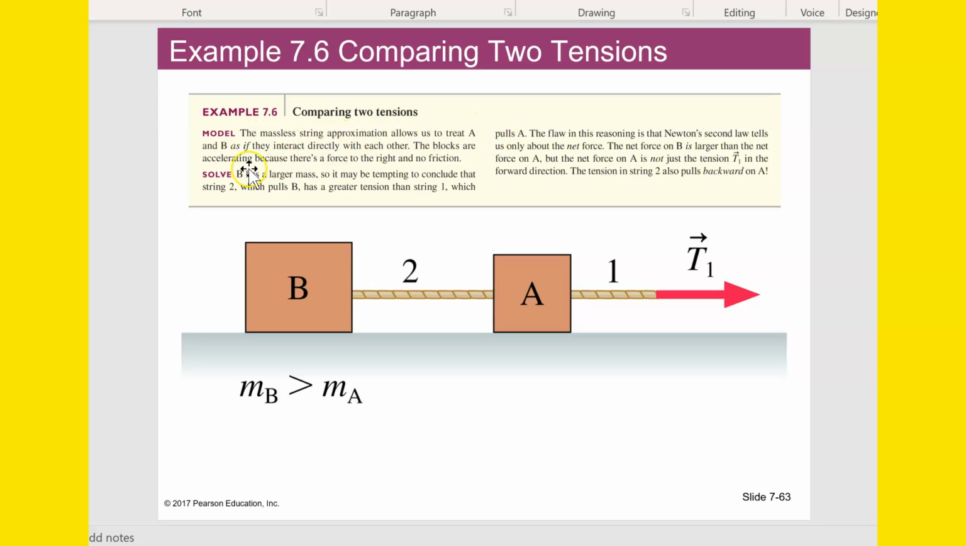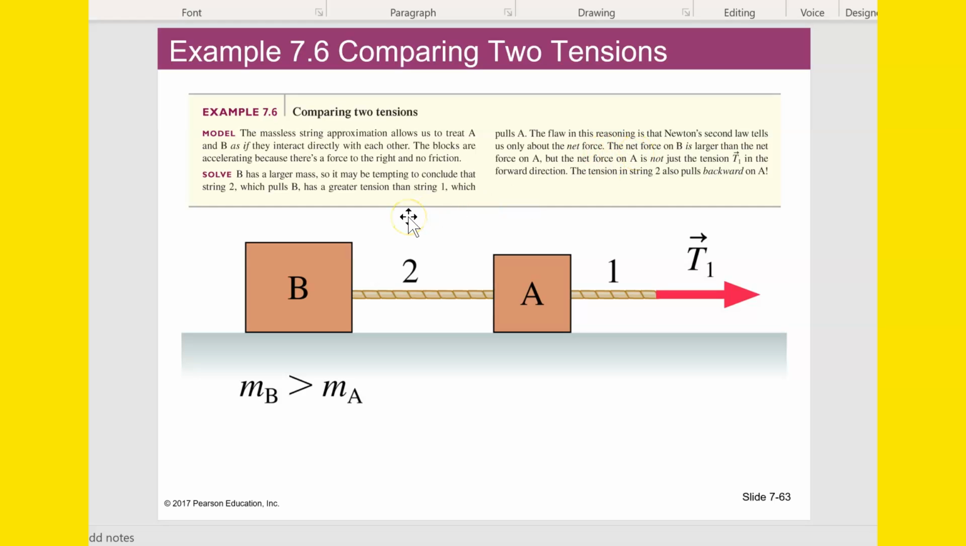Massless spring approximation allows us to treat A and B as if they interact directly with each other. The blocks are accelerating because there's a force to the right and no friction. That's what I said earlier. B has a larger mass, so it may be tempting to conclude that string 2, which pulls B, has a greater tension than string 1, which pulls A. The flaw in this reasoning is that Newton's second law tells us only about the net forces.